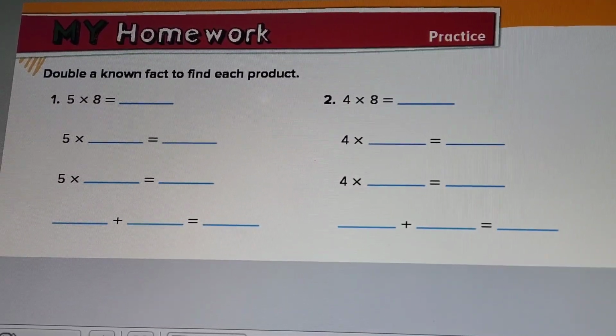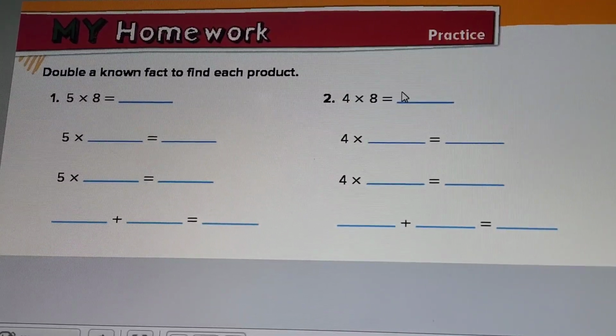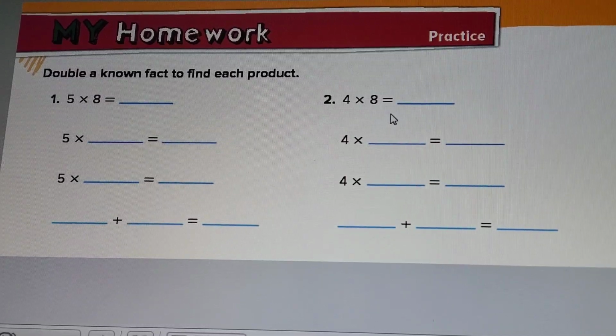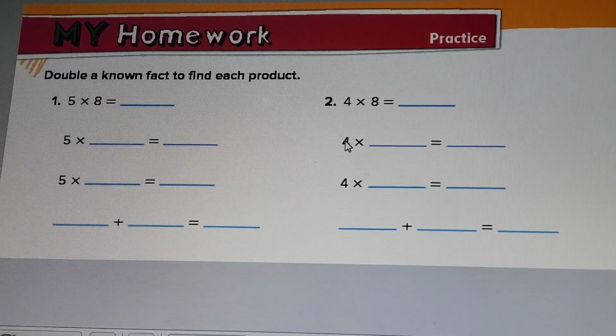On number 2, you're going to decompose the 8 again. You're looking for 4 times 8 equals unknown. 4 times 4 equals, put that answer there. 4 times 4 equals, put that answer there. Add them up, and you'll get the right answer.